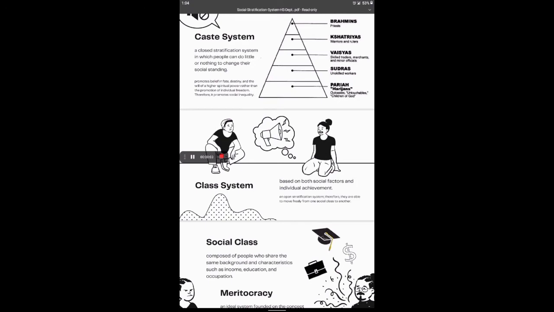While class system is a branch of open stratification system, which is based on both social factors and individual achievement. As you can see, they are able to move freely from one social class to another. That, in short, there is an interaction between other groups.